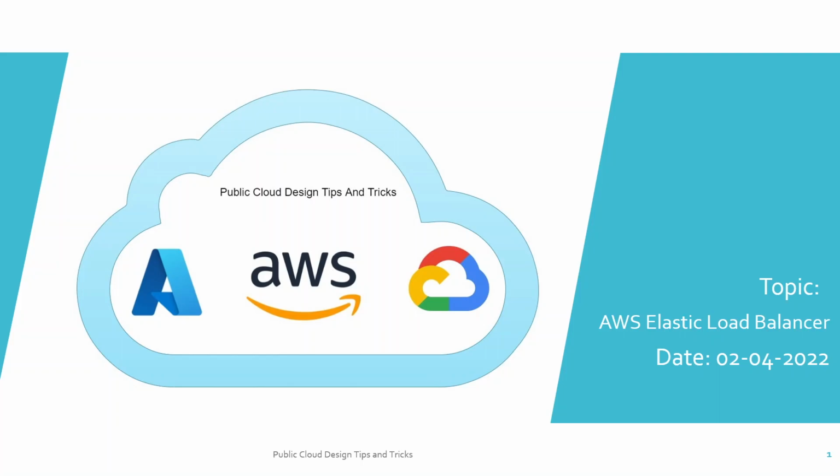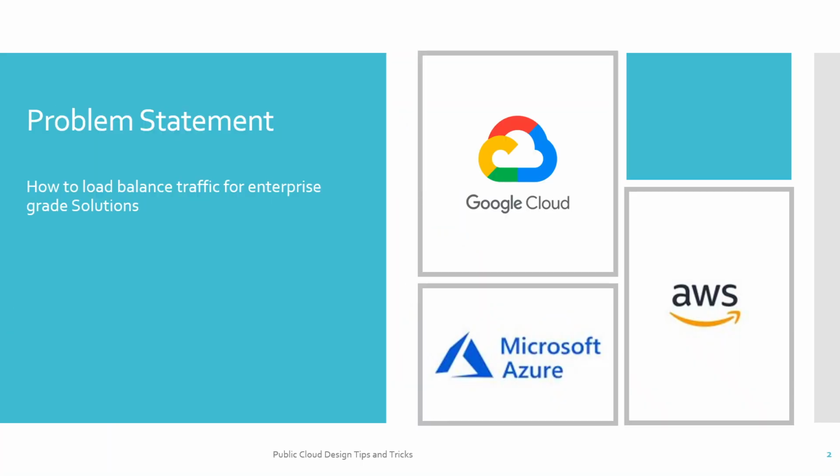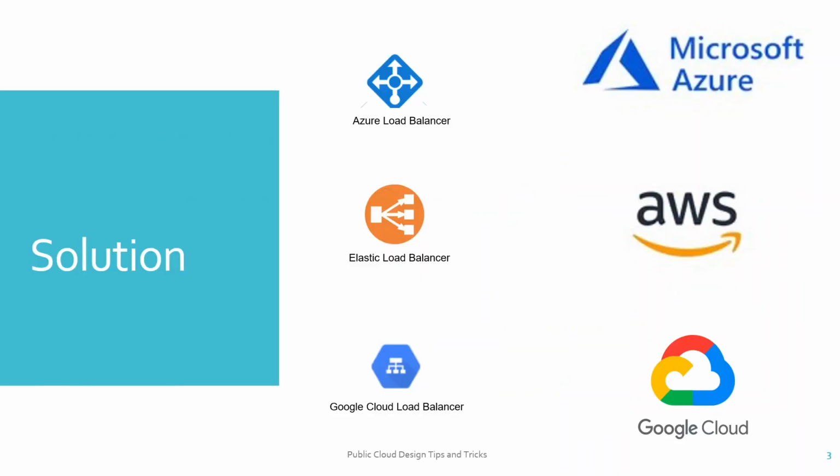Today's topic is AWS Elastic Load Balancer. The problem statement is how to load balance traffic for enterprise grade solutions. Solutions are Azure Load Balancers from Microsoft Azure, Elastic Load Balancer from AWS, and Google Cloud Load Balancer from Google Cloud.